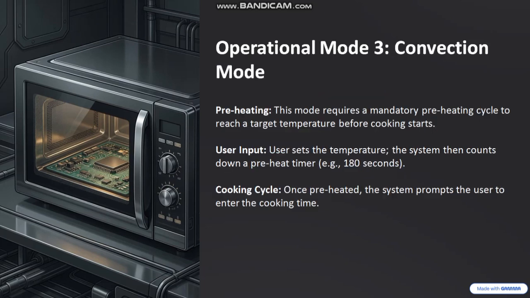The third operational mode is conventional mode. In conventional mode, the system first preheats. The user sets the temperature. The preheat timer starts. After preheating, the user enters the cooking time. This mode simulates a real convection oven.